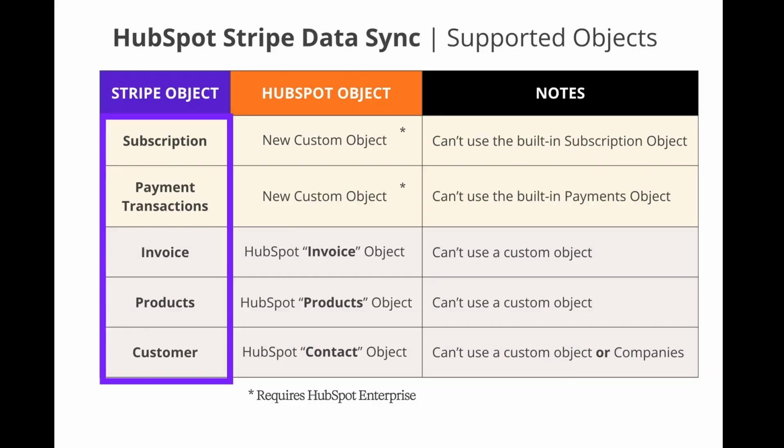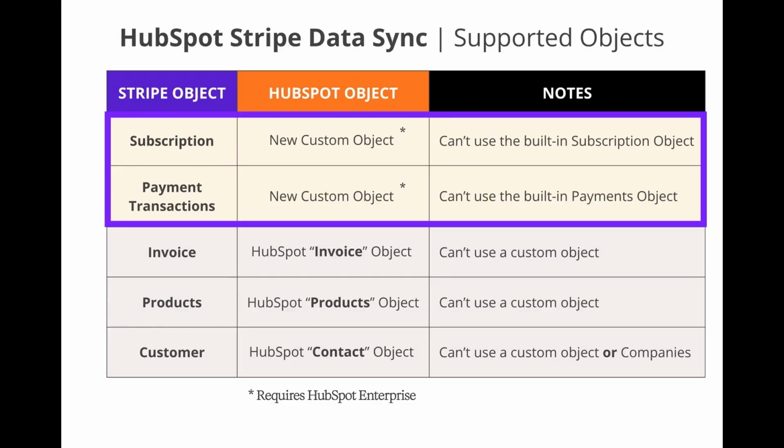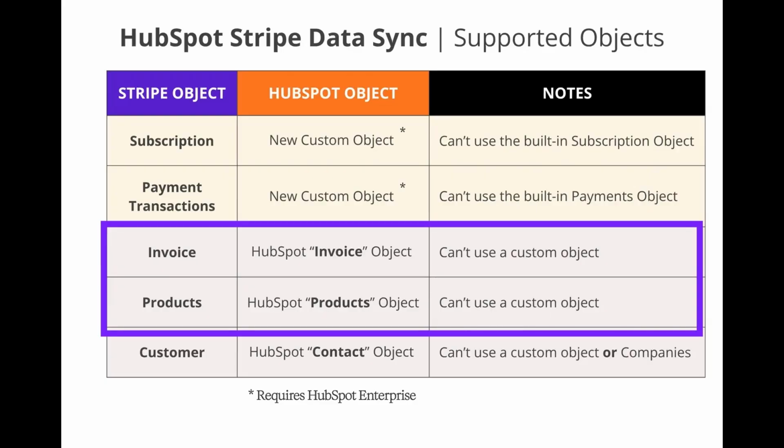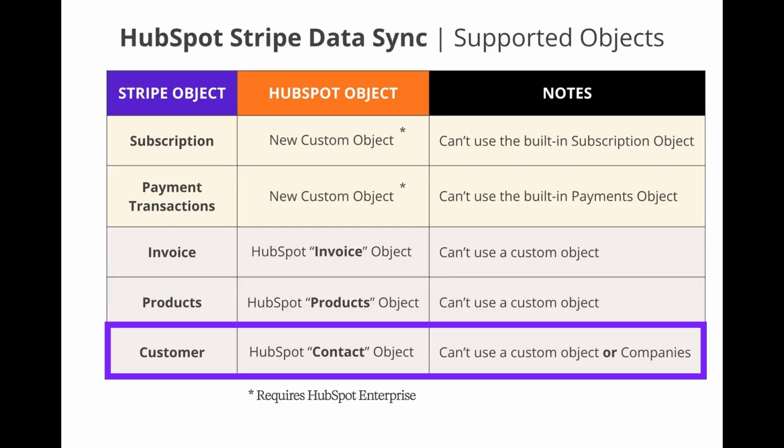The app limits you as to which HubSpot objects you can sync those Stripe objects to. Stripe subscription and payment transactions can only be synced to a new HubSpot custom object that you create, which requires HubSpot Enterprise, which can be really limiting to some customers. Invoices and products can only be synced to the built-in HubSpot invoice and products objects, and the Stripe customer object can only sync to the HubSpot contact object. It can't sync directly to HubSpot companies.